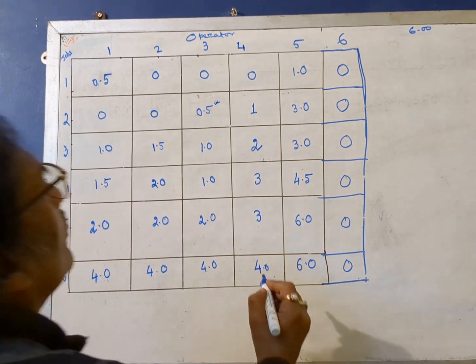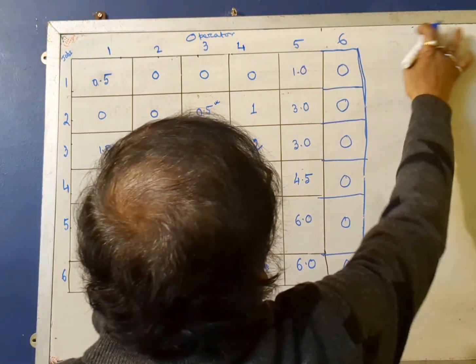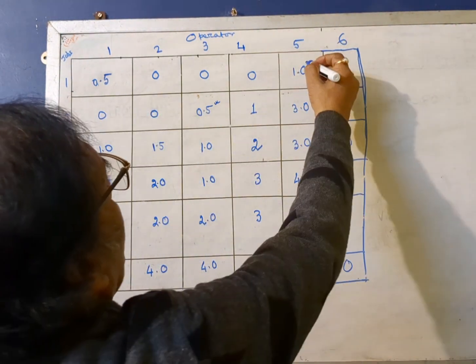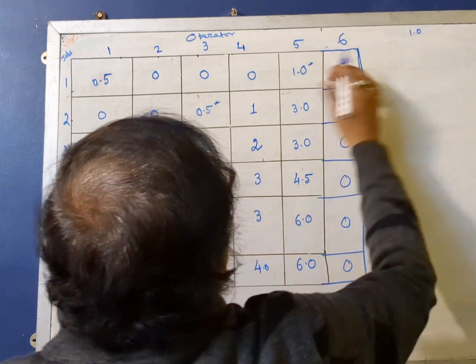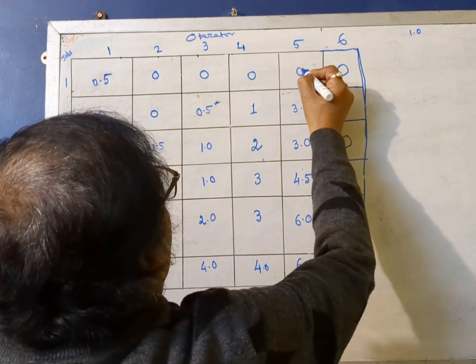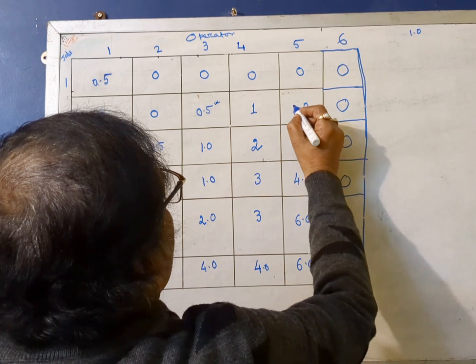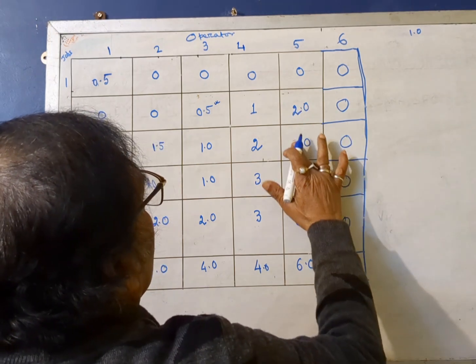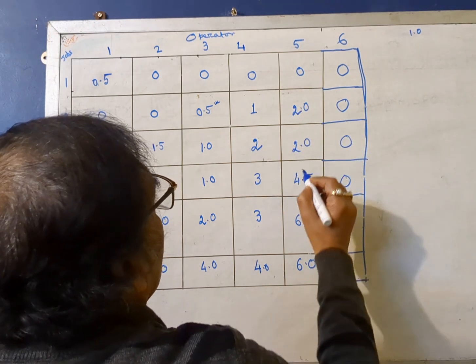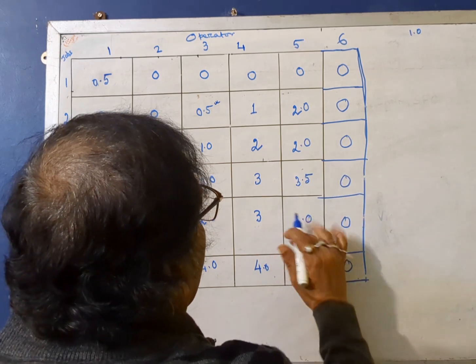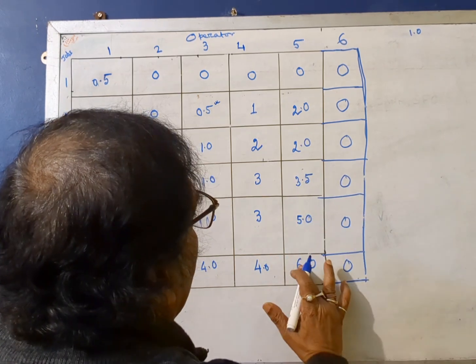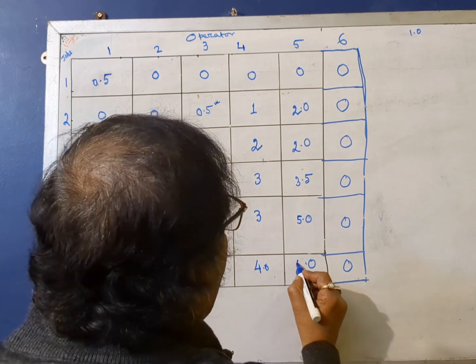That is 4. For the fifth column, the lowest element is 1. Subtract 1 from all the elements. That's why it is 0. And subtract 1 from this, that is 2.0. That is again 2.0. Subtract 1 means 3.5. This is 5.0. And this is 5.0.